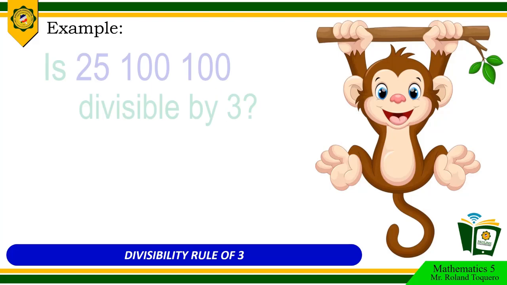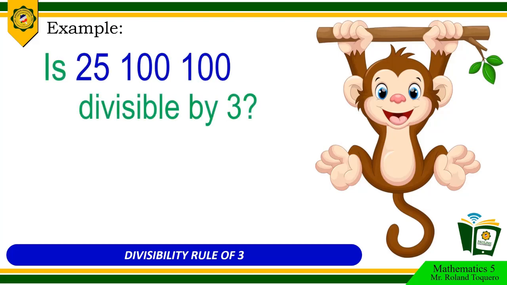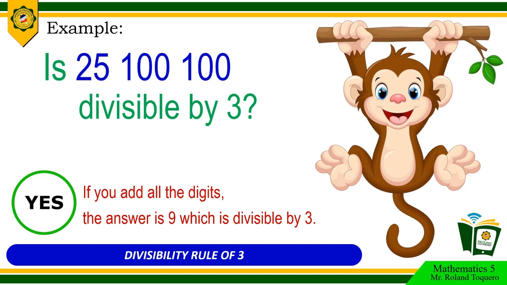Another example. Is 25,100,100 divisible by 3? The answer is yes. If you add all the digits, the answer is 9, which is divisible by 3.